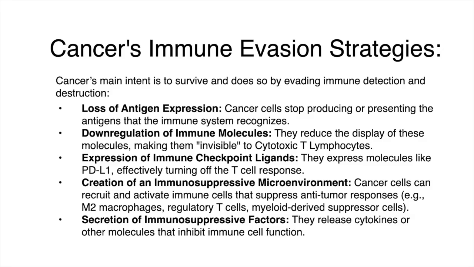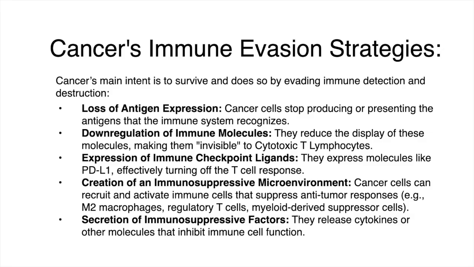So, cancer's immune evasion strategy. Cancer's main goal is to survive. It's not to kill us. It actually wants to live. It wants to use our bodies to live off of. So its job is not necessarily to kill us. Its job is to do whatever it has to do to survive.